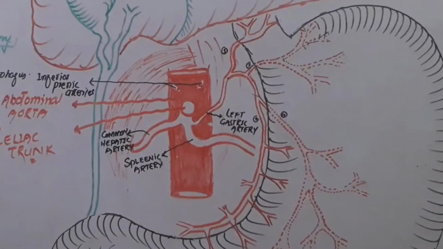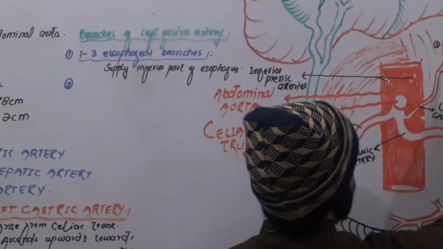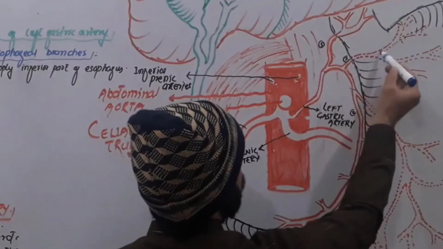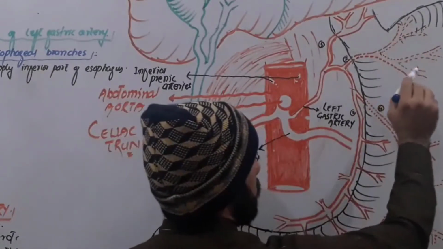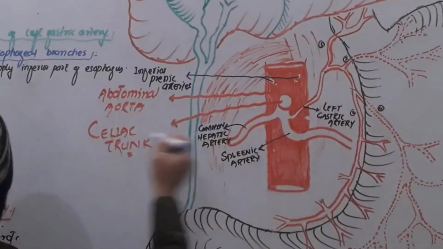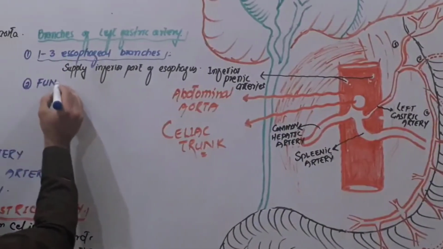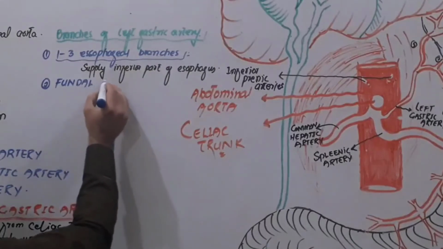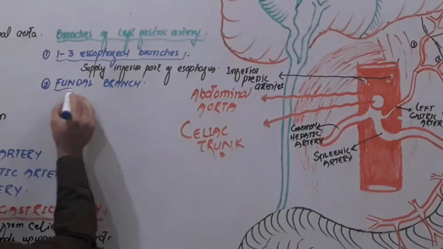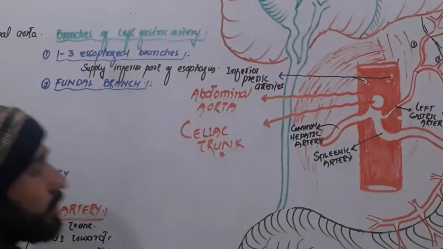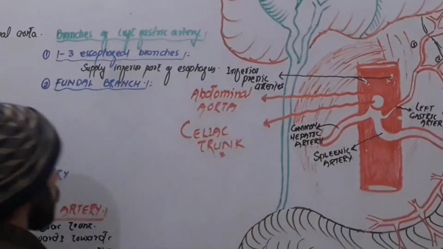So the second branch, you can see here, is arising from this left gastric artery and going to the fundus of the stomach and the cardiac region of the stomach, right? This artery I have named the fundal branch. What does this branch do? This branch mostly supplies blood to the fundus and to the cardiac region, right?